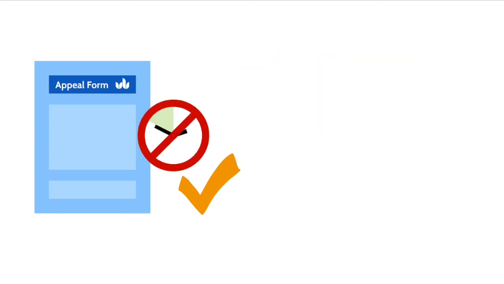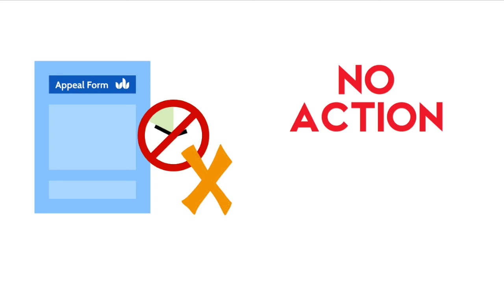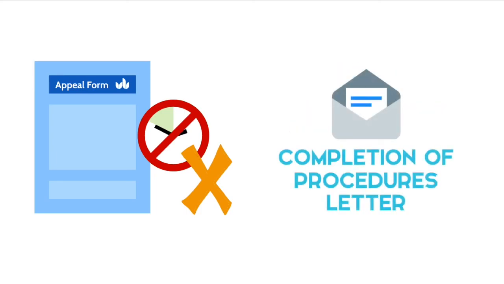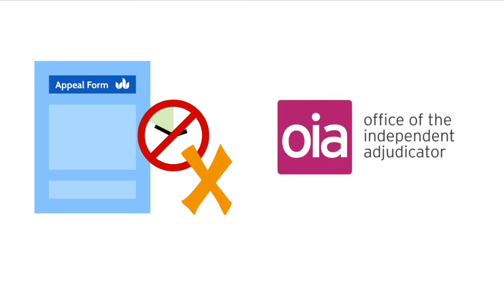If the appeal is submitted out of time, unless there's a valid reason for this, or does not meet the grounds for appeal specified in the appeals policy, the adjudication team will inform you that no action will be taken. You will then be informed of your right to request a completion of procedures letter if you would like to submit a complaint to the Office of the Independent Adjudicator, the OIA.